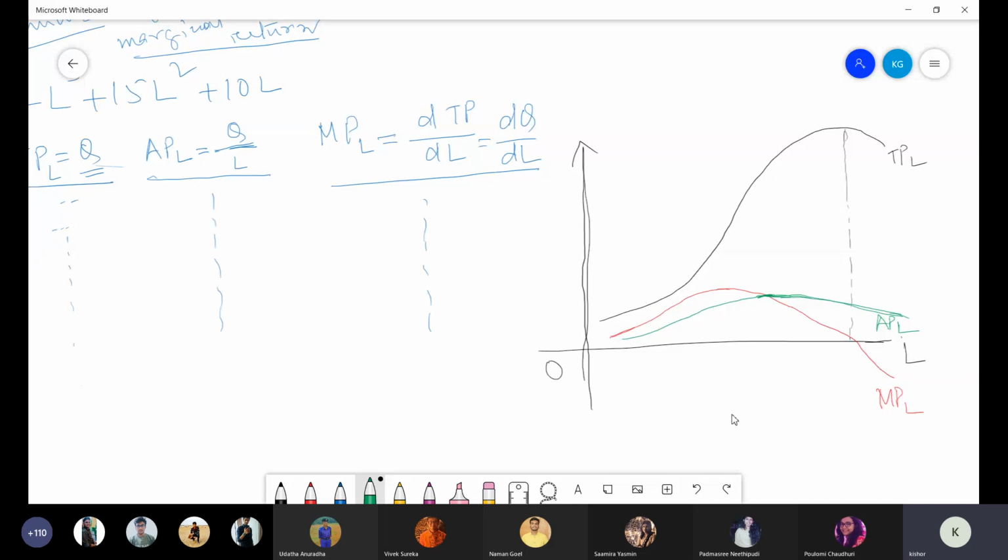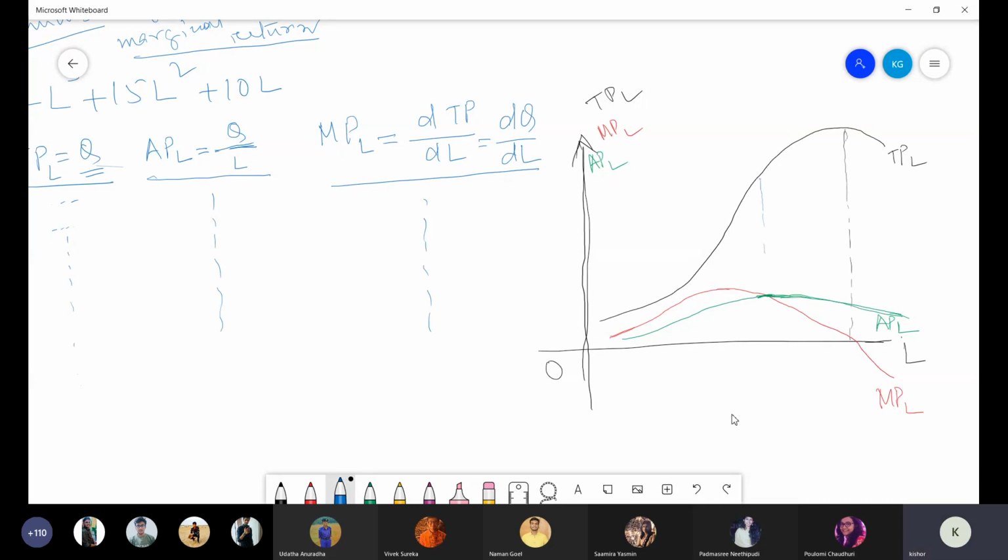So accordingly, here you may find average product with respect to labor, or this graph. Another is marginal product with respect to labor. Another may be total product with respect to labor. On the y-axis different values may come, because you can draw it separately, but ultimately you are supposed to get three different graphs.